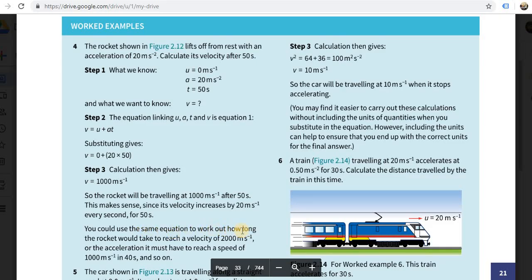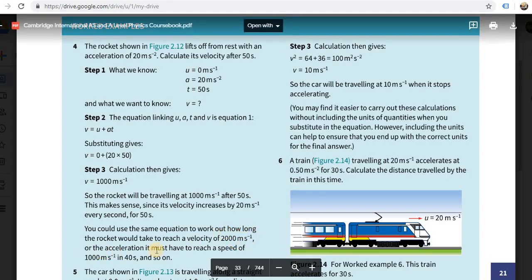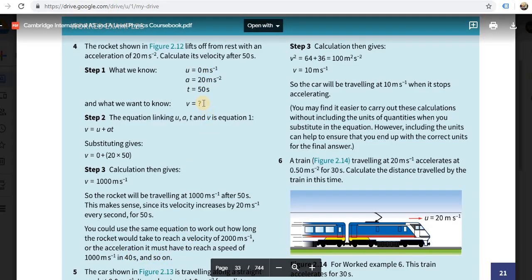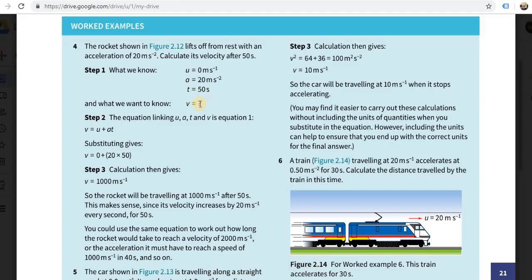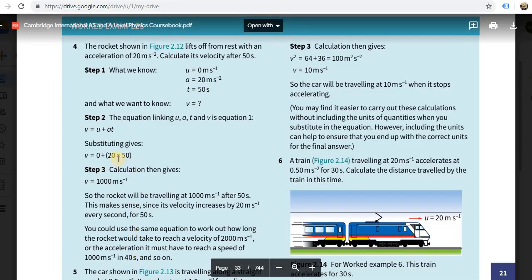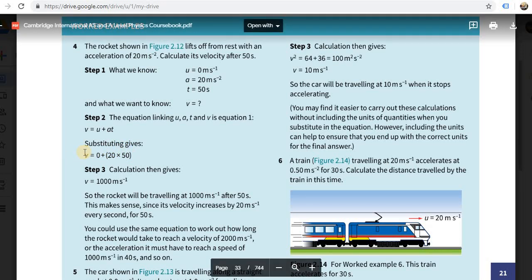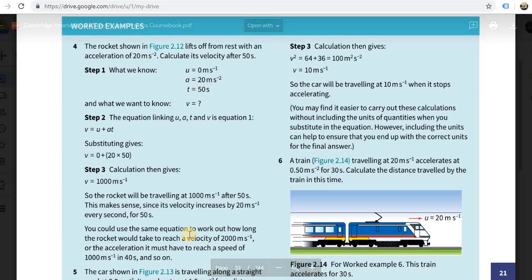You could use the same equation to work out how long the rocket would take to reach a velocity of 2000 meters per second, or the acceleration it must have to reach a speed of 1000 meters per second in 40 seconds, and so on. Using this equation, if you want to find the velocity after, let's say, 40 seconds, you substitute 40 for T. Acceleration is constant, so then you can get the velocity after 40 seconds.